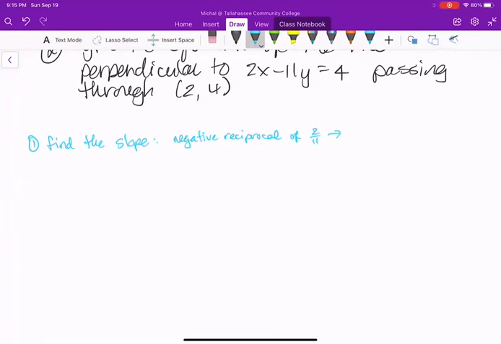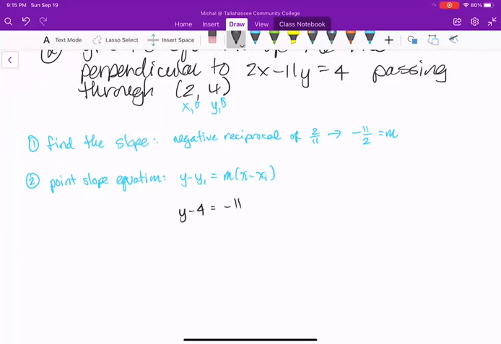So that means I'm going to go from a positive to a negative, and I'm going to change the orientation of my fraction to be negative 11/2. So this is going to be the m for my equation. Then I'm going to use my point-slope form, y minus y1 equals the slope times x minus x1. In this case, my x1 is 2 and my y1 is 4. That's the same as it was for the previous problem because it's the same point, but the equation will be different because I have a different slope. So this gives me y minus 4 is equal to negative 11/2 times x minus 2.